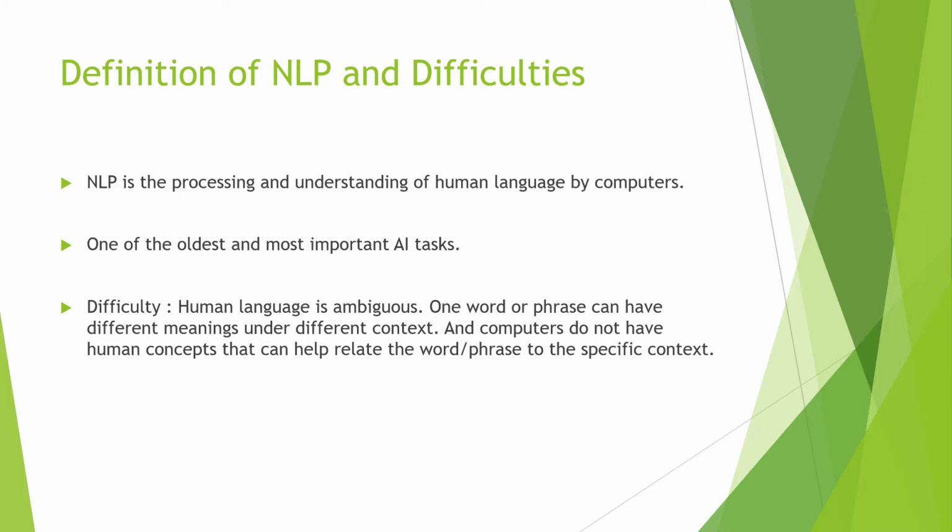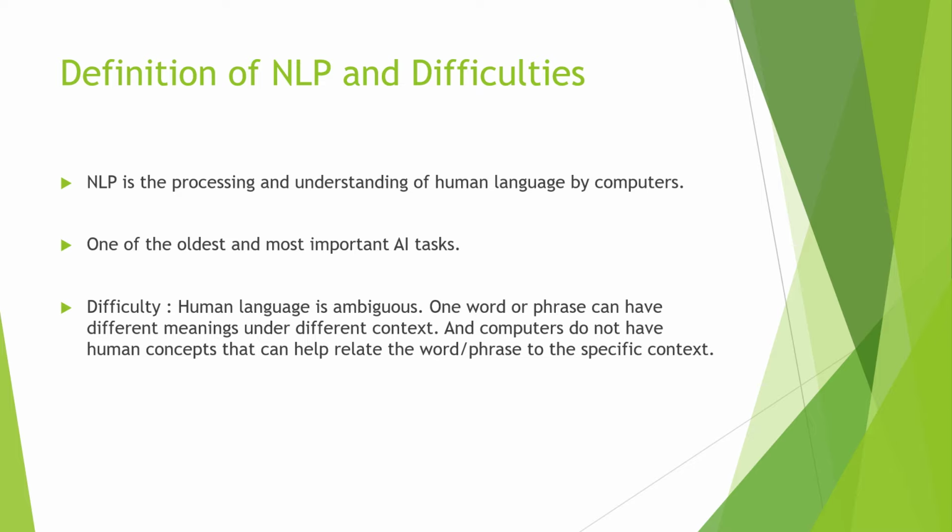The built-in difficulty of NLP is that human language is ambiguous. One single word or a particular phrase can have different meanings under different contexts. Well, to be honest, that's even hard for a human being to distinguish which word has what meaning in a specific context, not to mention for computers.